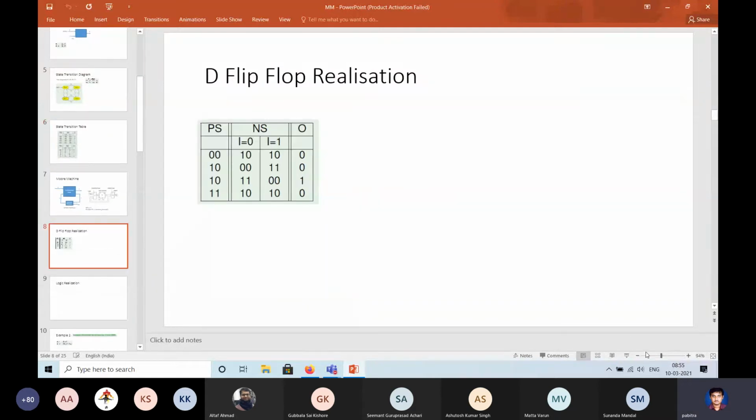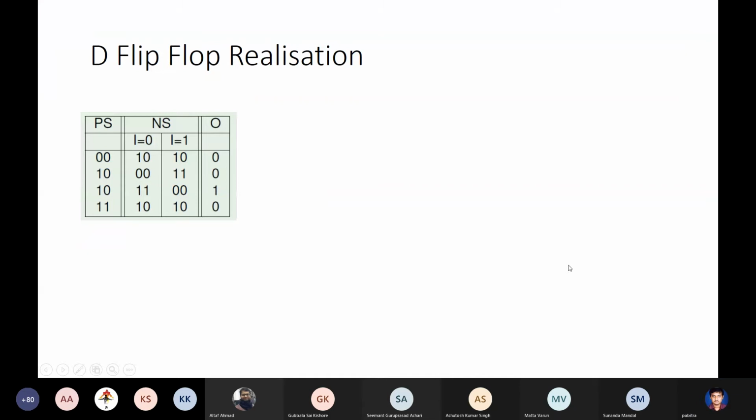Oh, I already have it. Sorry. Okay, so let's look at it like this. I have two D flip-flops. I'll need two D flip-flops. I'm not drawing the Huffman model as such, but let me draw it like the Huffman model. So I have two flip-flops.